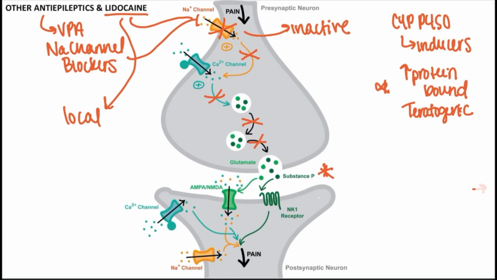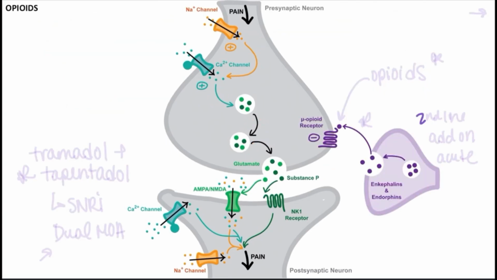So moving on to the next slide. Our last group of agents are actually recommended second line or as an add-on to the first line agents or when pain relief is needed acutely, while we wait for the other classes of agents to kick in over the first few weeks of therapy. And these are going to be our opioid receptor agonists.